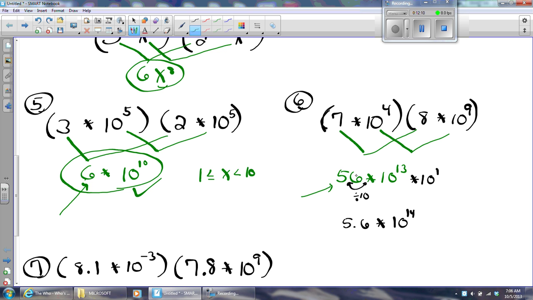So I divide the decimal portion by 10. I have to multiply the base exponent part by 10. It's an inverse relationship. If I divide the decimal, if it gets smaller, then the exponent has to increase. Okay? The opposite would be true. If I had to multiply the decimal, then the exponent would decrease. It's an inverse relationship.